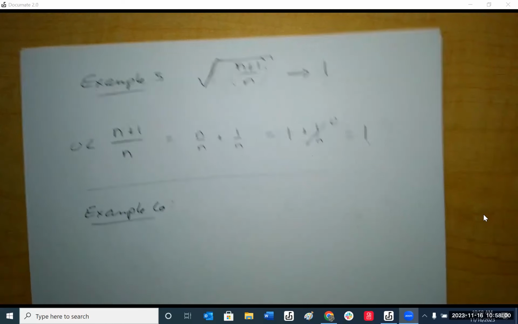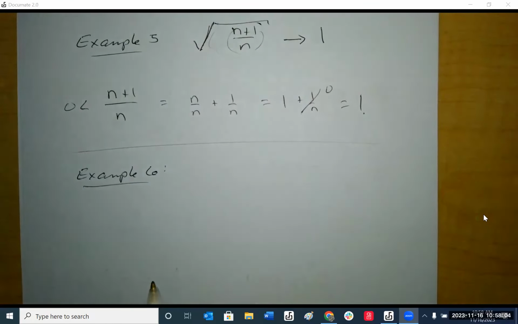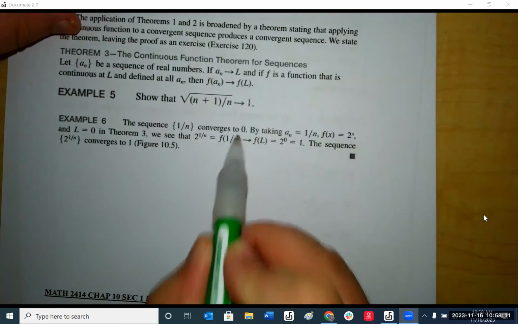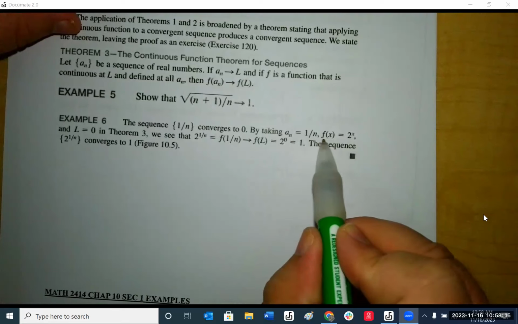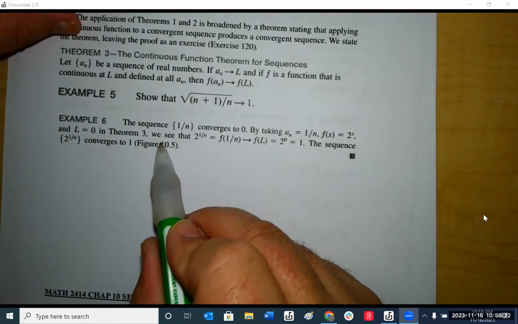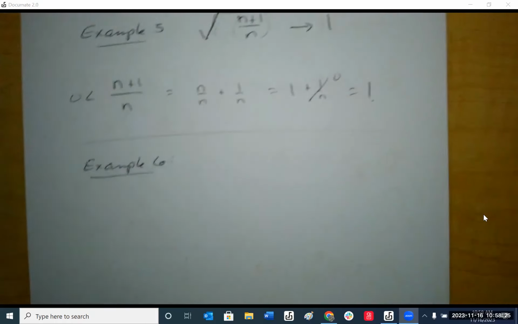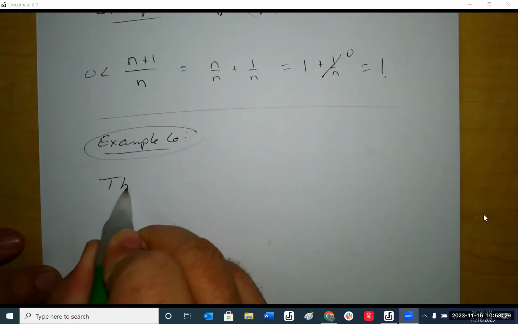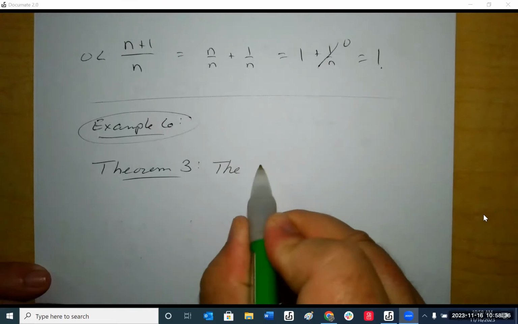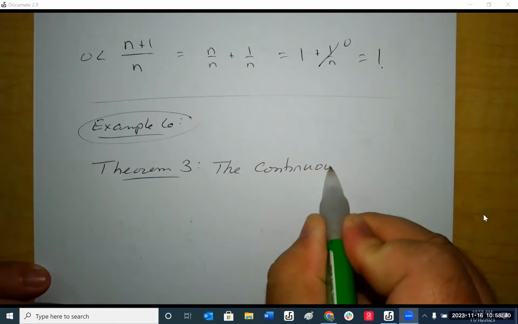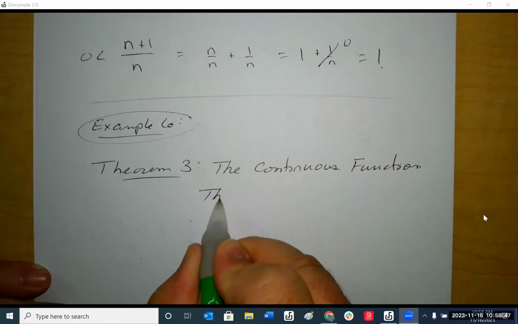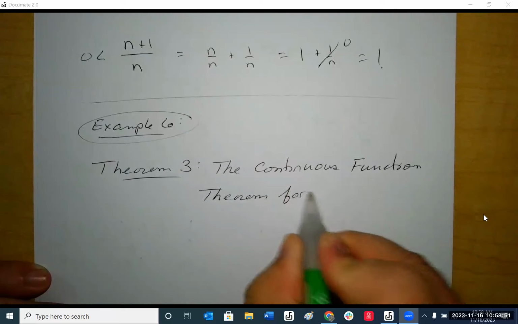Example 6. The sequence 1 over n converges to 0. We know that. By taking 1 over n, f of x equals 2 to the x, and limiting to 0, theorem 3 says, oh, I didn't talk about 3. Let's talk about theorem 3 first. Continuous function theorem for sequences.